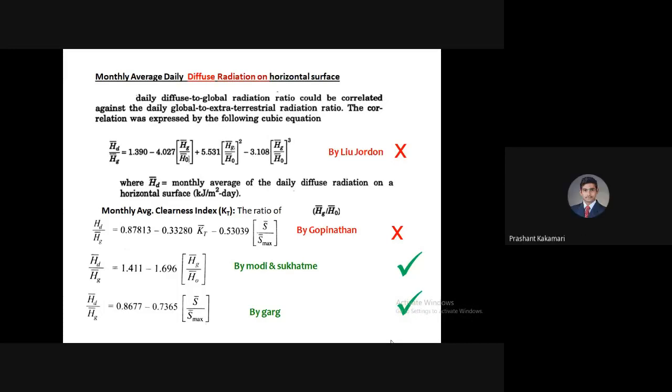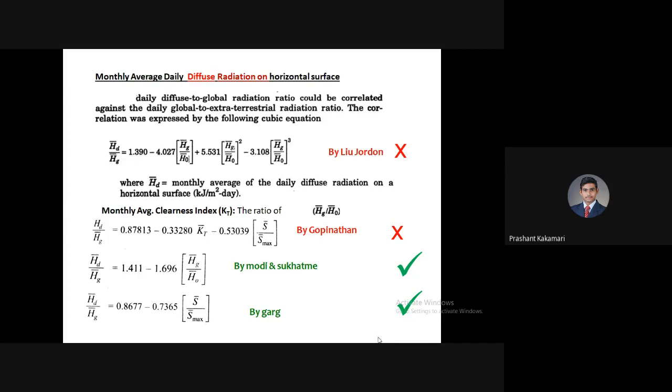Yes, in today's class, we'll try to complete the solar radiation syllabus, so whatever the remaining equations are pending, we'll try to cover them. In the earlier class, we discussed the monthly average daily global radiations, and from today's class, we'll discuss monthly average daily diffuse radiations on the horizontal surface.